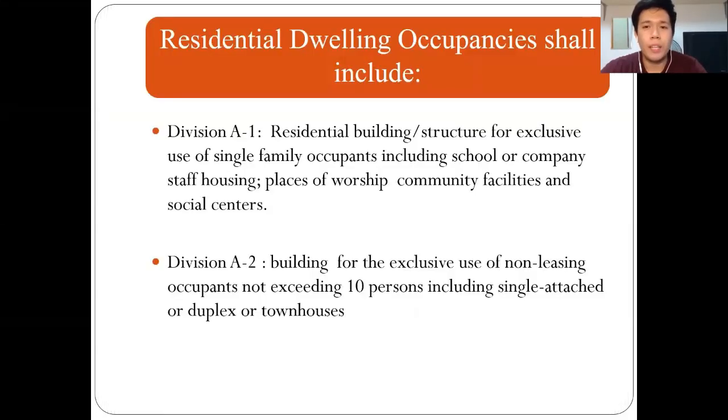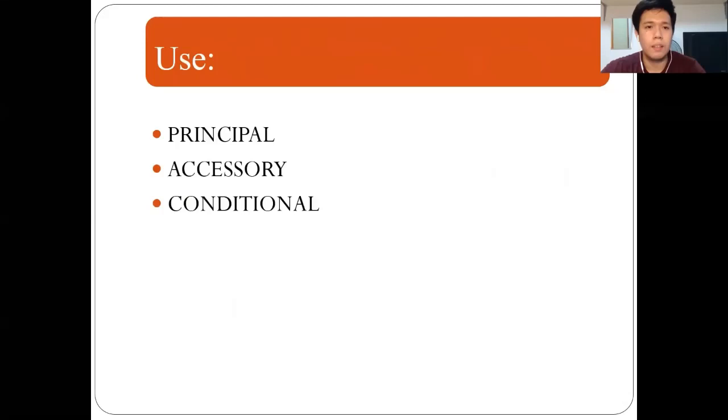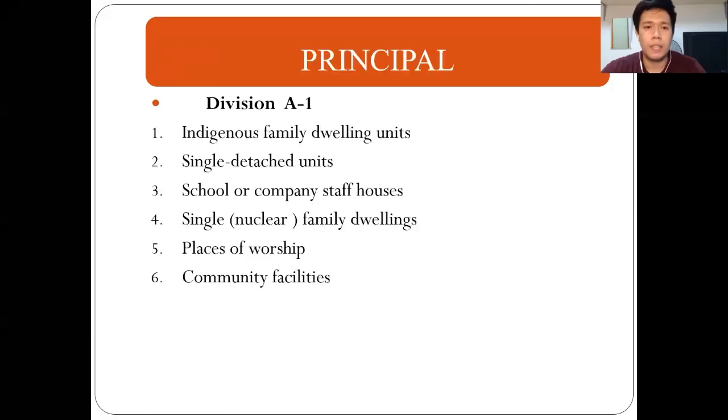So residential dwelling occupancy shall include Division A1 and Division A2. Division A1 occupancy shall include residential buildings, structures for exclusive use of single-family occupants, including school or company staff housing, places of worship, community facilities, and social centers. Division A2 includes buildings for the exclusive use of non-leasing occupants not exceeding 10 persons, including single, attached, duplex, or townhouses. We have three uses: principal, accessory, and conditional.